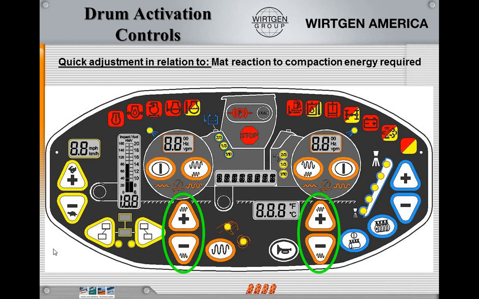So when we look at the energy that we want to put into the mat, we can change that frequency. If we slow down but we want to maintain our impacts, we can increase our frequency or decrease our frequency. However we do it, if we're going to speed up or slow down, we just want to make sure that our impact spacing stays the same so that we're going to get the same kind of energy per inch of compaction effort.